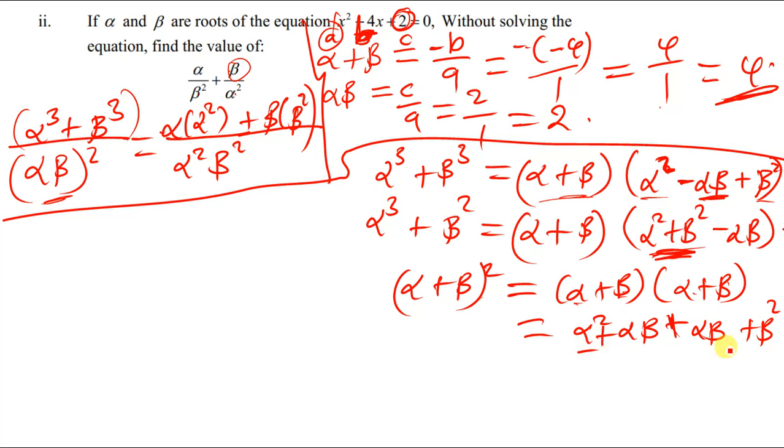So what you need is this part and that part. This side will still have alpha plus beta squared. So we just want to remain with alpha squared plus beta squared. So this part will give us 2 alpha beta.